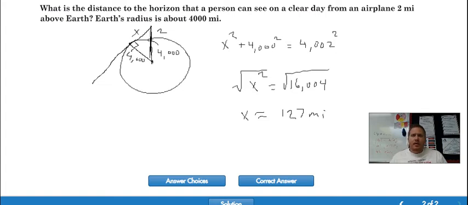Okay. So again, we know the tangent line, we know that it creates a perpendicular angle, and we know a lot of things with right angles. In this case, we knew that the right angle was there, so we used Pythagorean theorem.